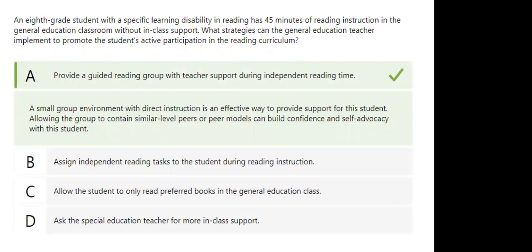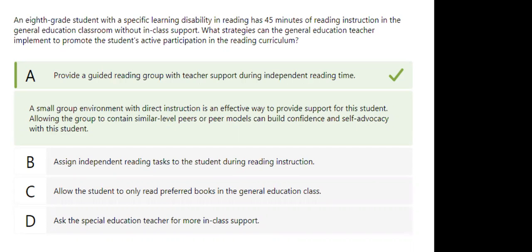A was the correct answer. Provide a guided reading group with teacher support during the independent reading time. A small group environment with direct instruction is an excellent and effective way to provide support for this type of student. Allowing the group to contain similar level peers or peer models can build confidence and self-advocacy for the student.